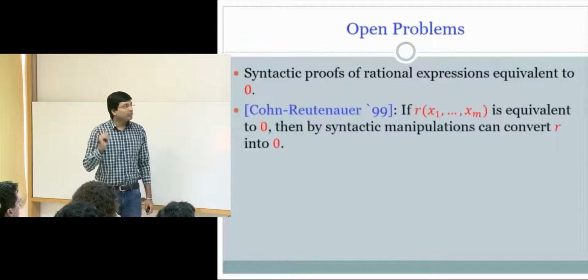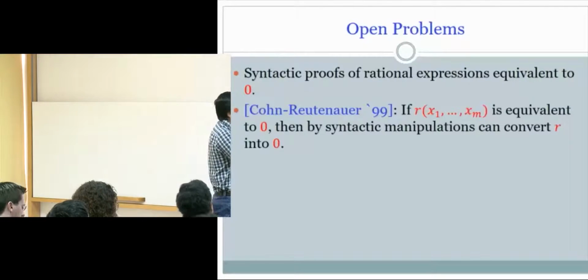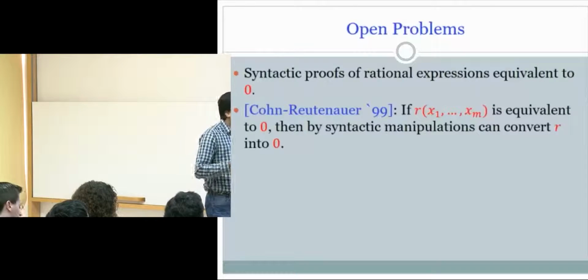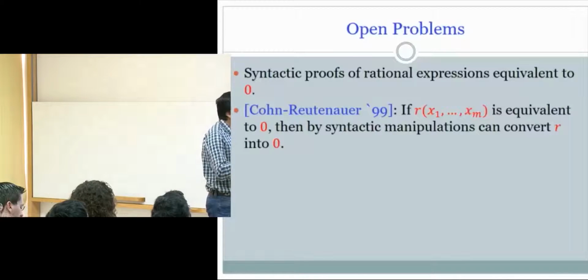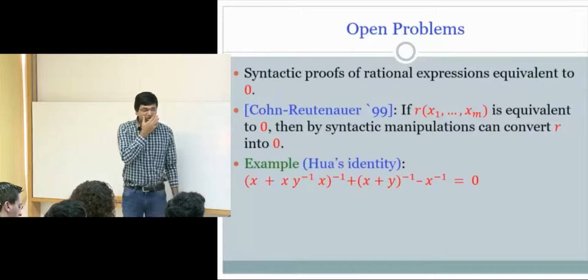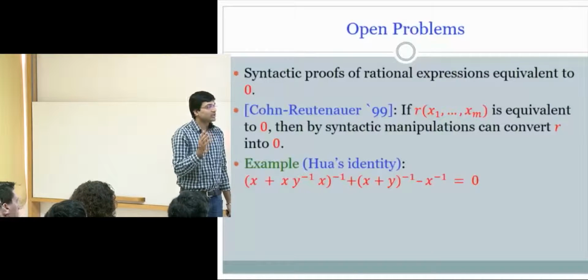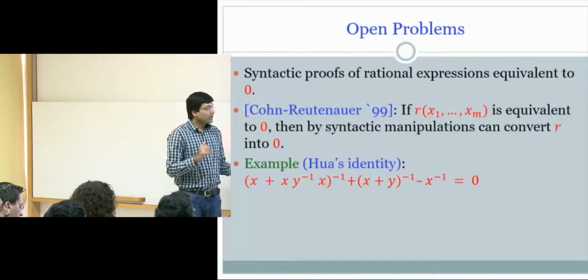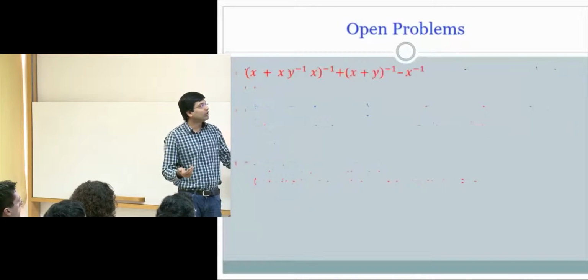What do I mean? Cohn and Reutenauer in 1999 proved that if a rational expression is equivalent to zero, then by syntactic manipulations over the underlying field, you can convert R into zero. I won't go into what the field axioms are, but let me give you an example. Here's an identity in two non-commutative variables, which is called Hua's identity. Let me show you a proof by syntactic manipulations, and it will be clear what I mean.